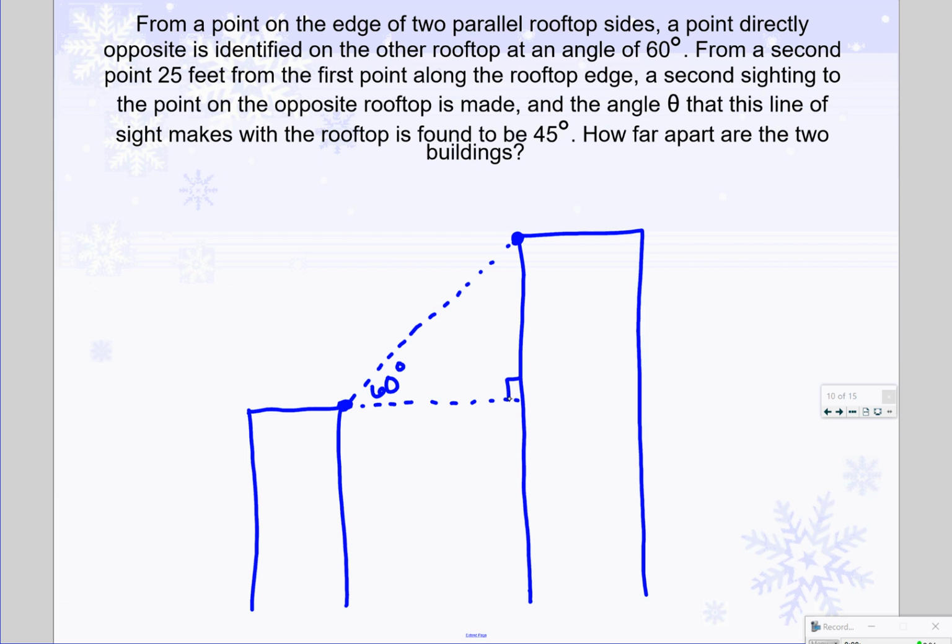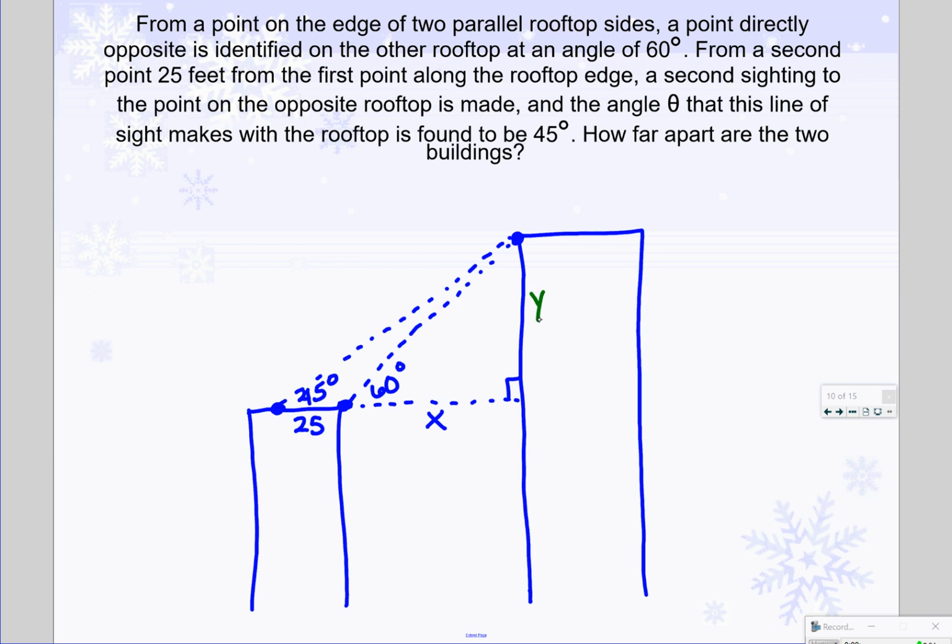Okay. Then a second siding is made 25 feet back. So they move 25 feet back and look up at that same point again. This time, it's at 45 degrees. Our job is to figure out how far apart are the buildings. Okay. Do I know anything else? I think that's all I know, right? Okay. So, we can't solve for x yet. I'm going to use this little guy y to help me.